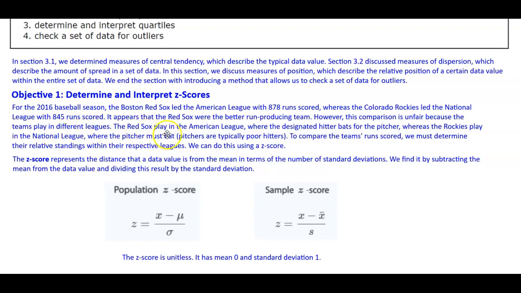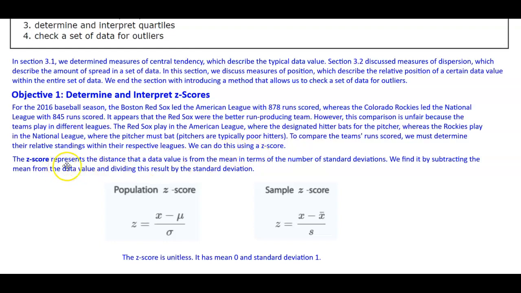The Red Sox play in the American League where the designated hitter bats for the pitcher, whereas the Rockies play in the National League where the pitcher must bat. Pitchers are typically poor hitters. To compare the teams' runs scored, we must determine their relative standings within their respective leagues. We can do this using a Z-score.